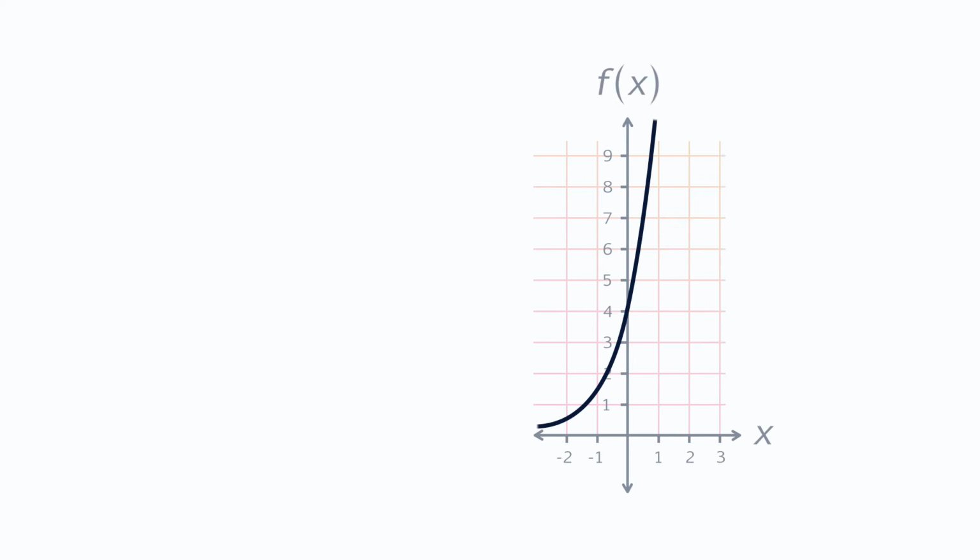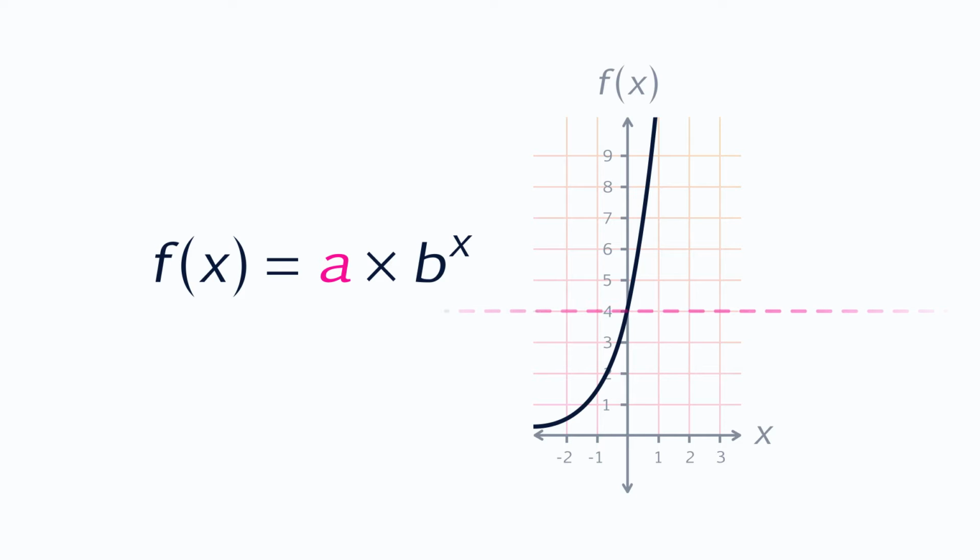Let's look at an example. Say you have this graph of a function f of x. You are asked to find the coefficient a. In this case, you can read the y-intercept directly from the graph. It is here. The y-intercept is at 0, 4.